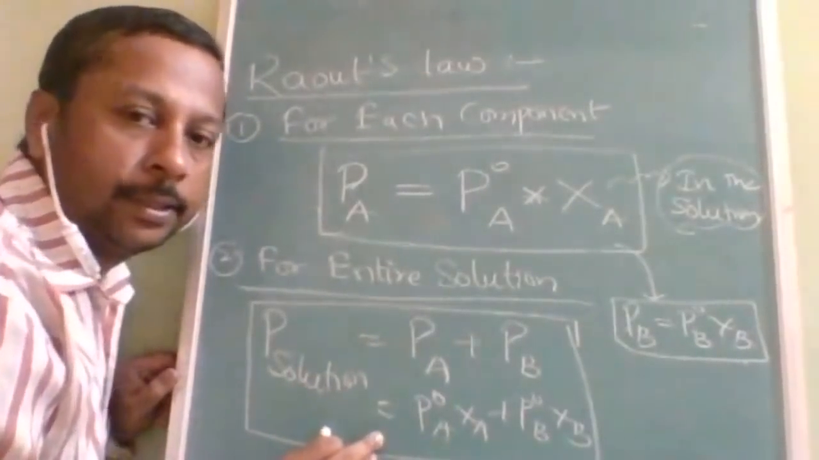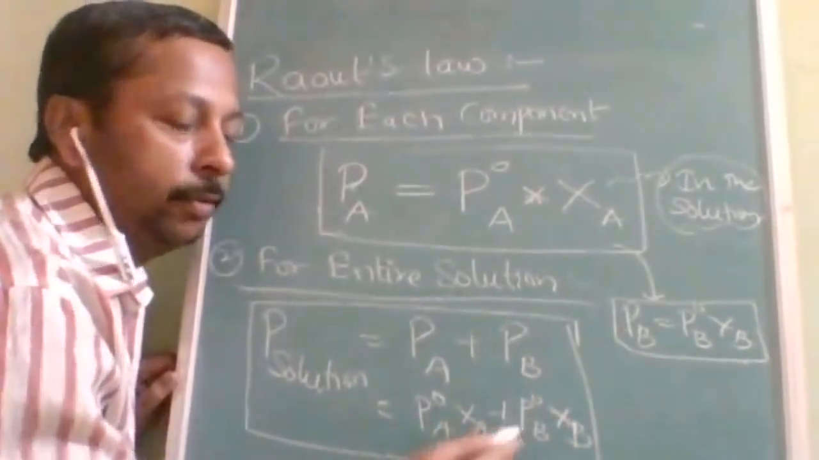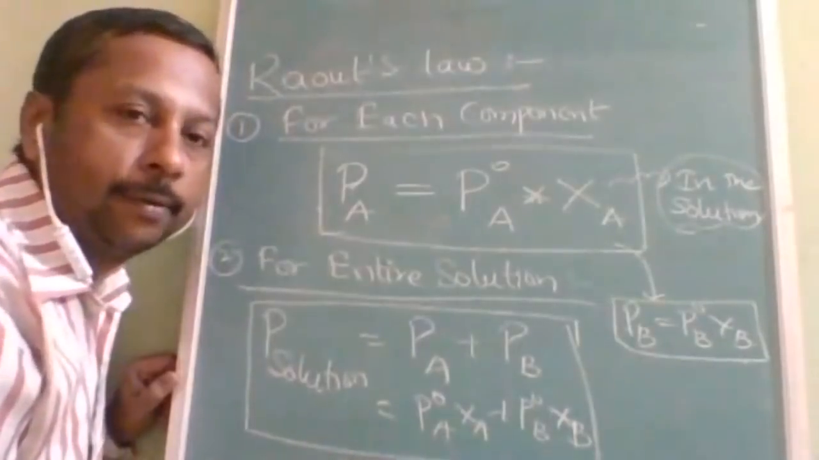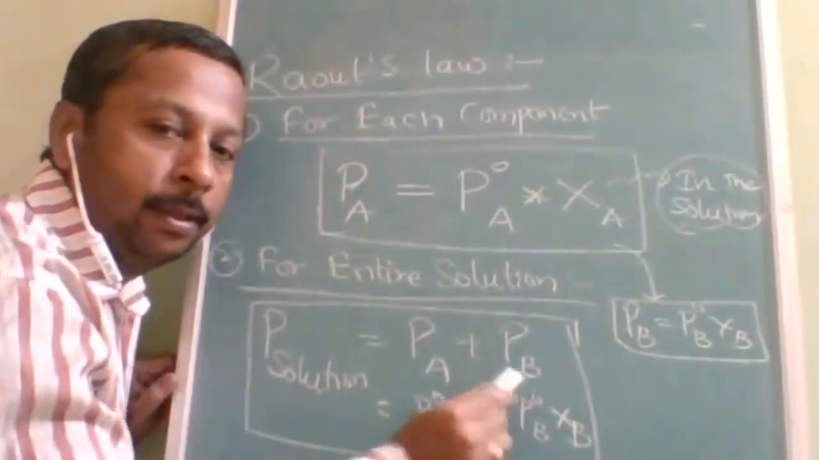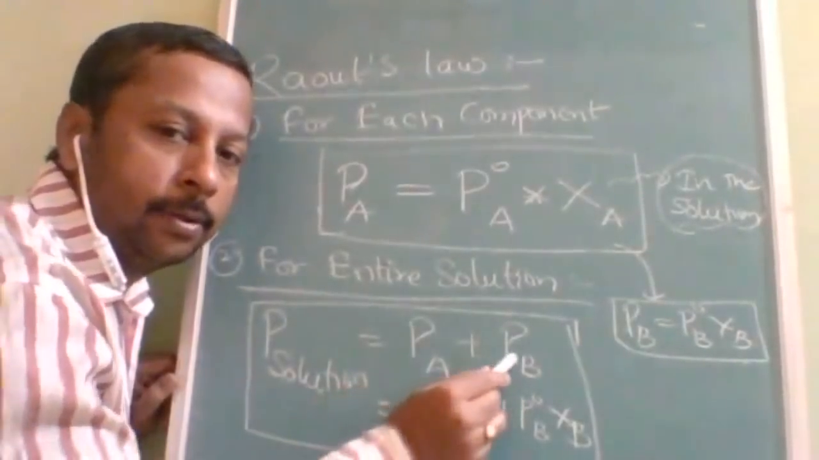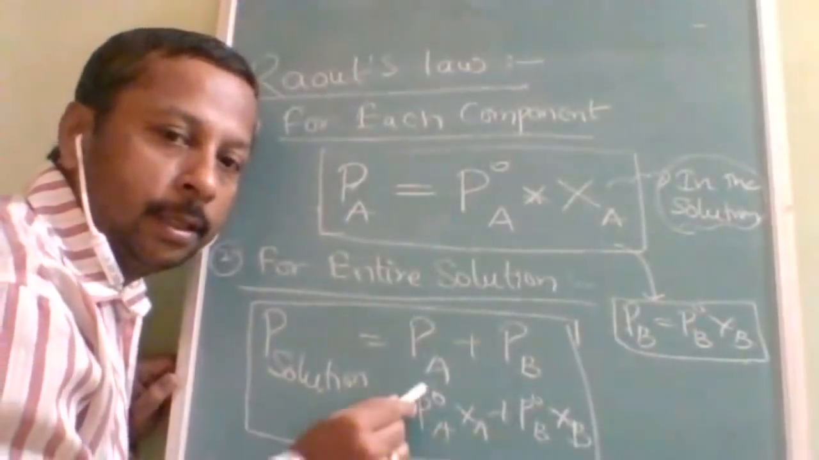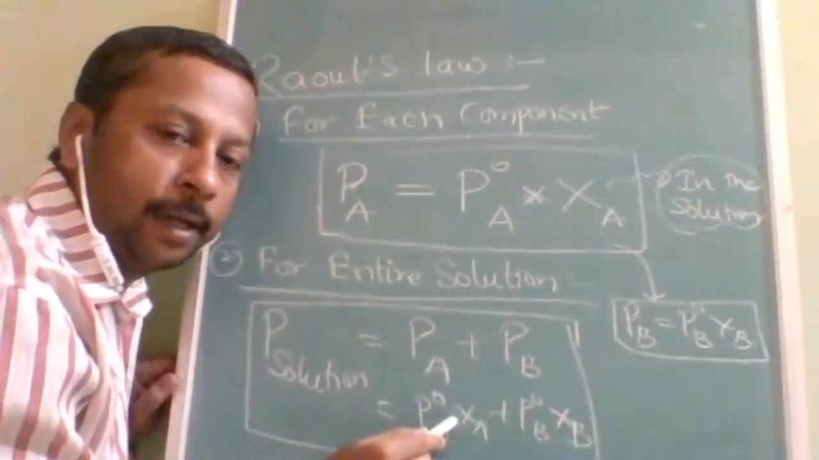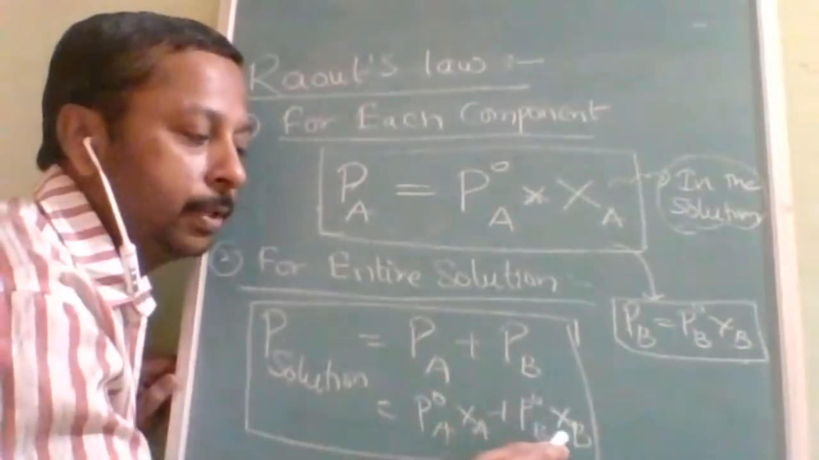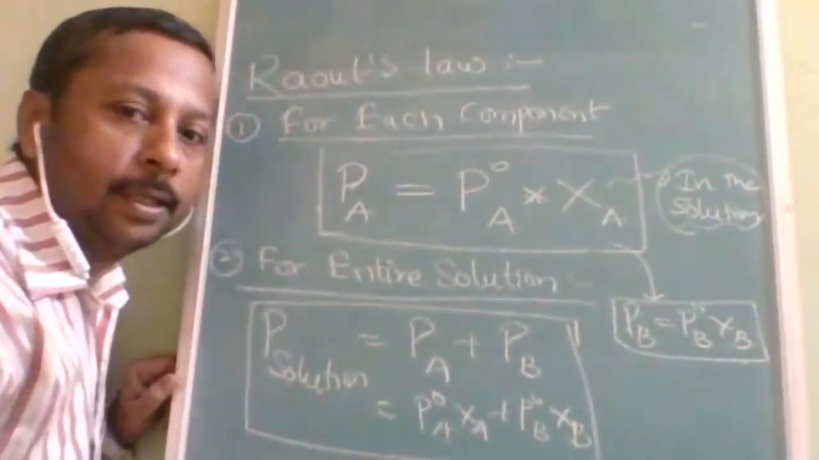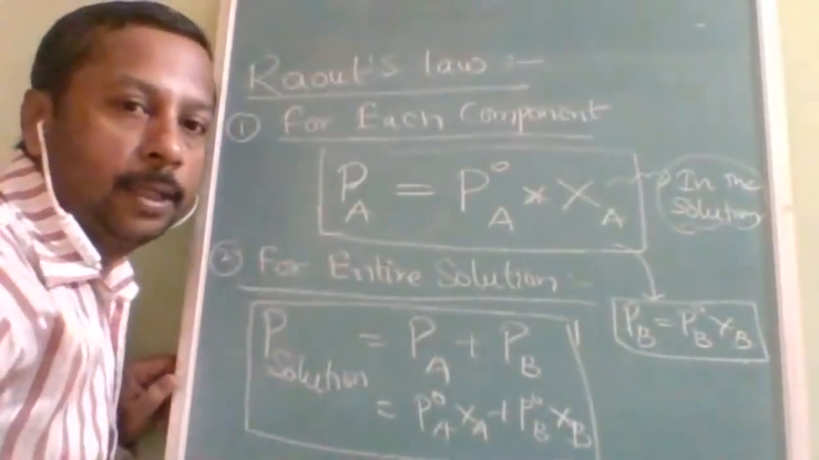Immediately after the theory session, I will suggest you to go through the question session also. Then only will you come to know the effectiveness of each and every formula. So P solution is equal to PA plus PB. This is vapor pressure of A in the solution, vapor pressure of B in the solution. This is vapor pressure of A in pure state multiplied by mole fraction in solution. Vapor pressure of B in pure state multiplied by mole fraction in the solution. Is it understood? So these are the two mathematical forms.